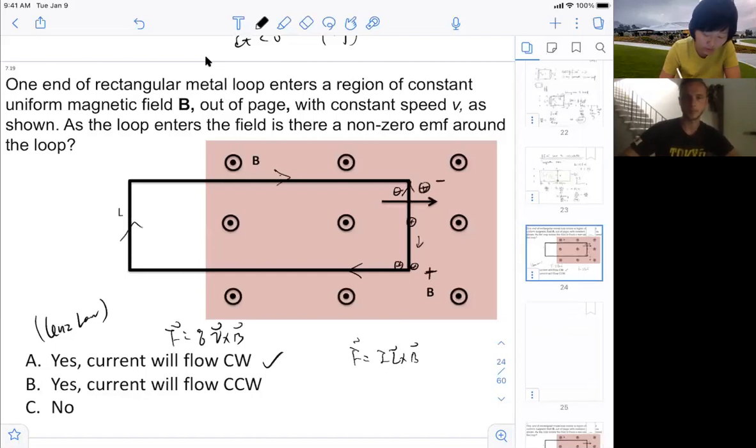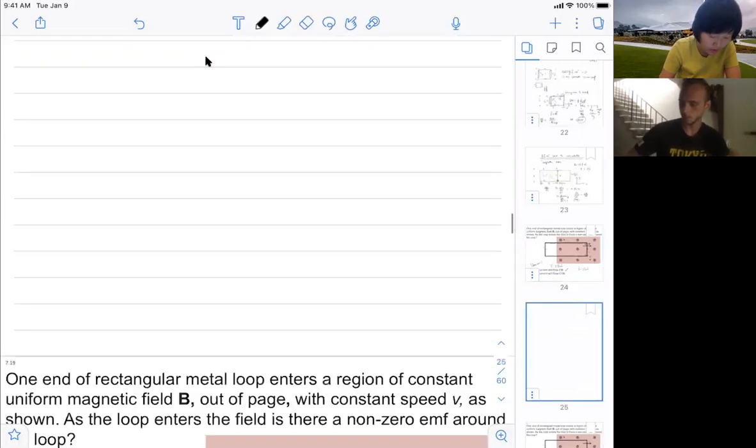Excellent, very good. Both ideas are very excellent. And we'll talk more about Lenz's law later, just not right now. Okay.